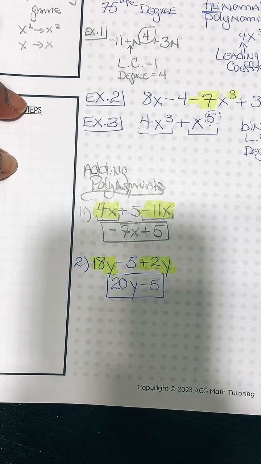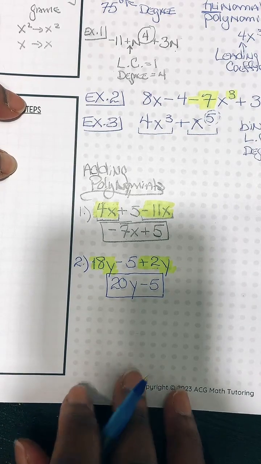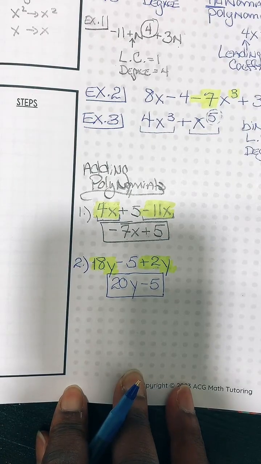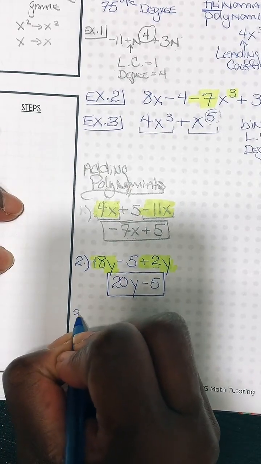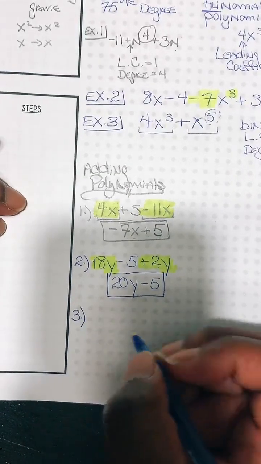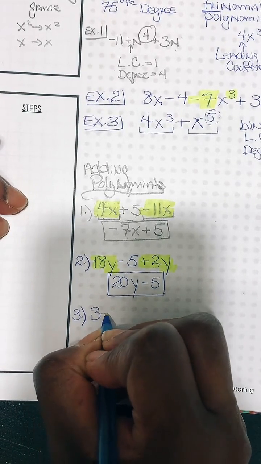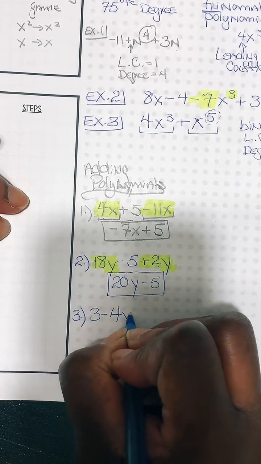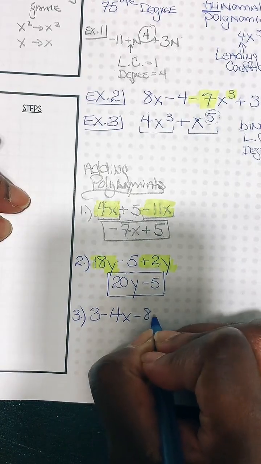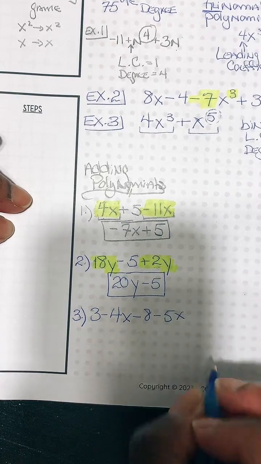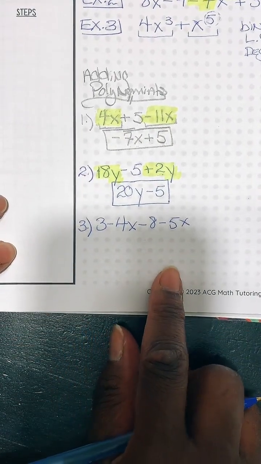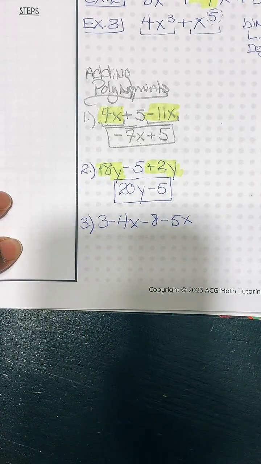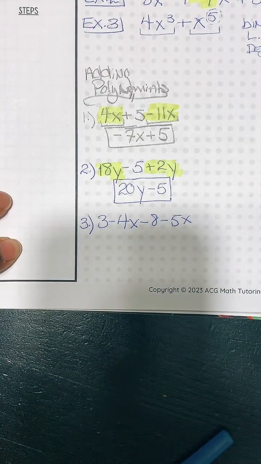Okay? So how are we feeling? All right, let's do one more, and let's kind of challenge ourselves just a little bit. So if I have 3 minus 4x minus 8 minus 5x, we're trying to combine like terms. So if we take a look, what are my like terms?